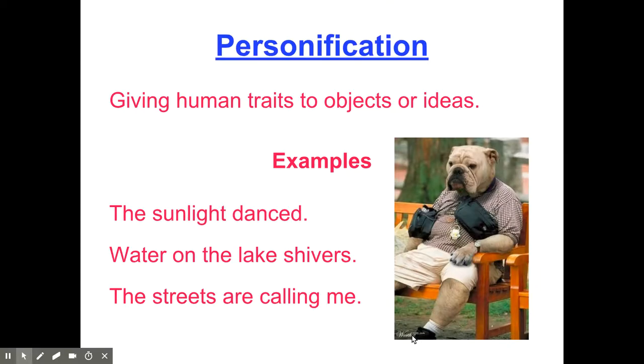Personification is kind of an easy one because if you look at the word person in personification, you can kind of get the idea that you're giving human traits to objects or ideas. You're giving the traits a person would have to something that's not human. Okay, so animals, objects, thoughts or ideas, all of those can be personified. The sunlight danced. Sunlight can't dance, but you're personifying it. People can dance, so then you can make it into personification.